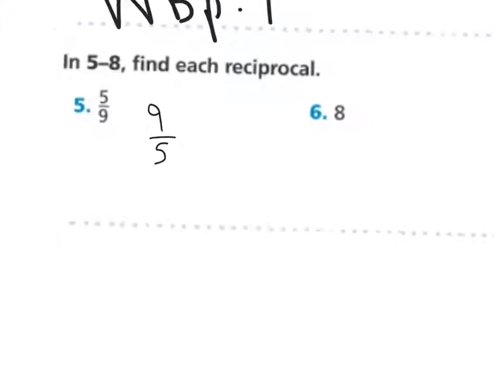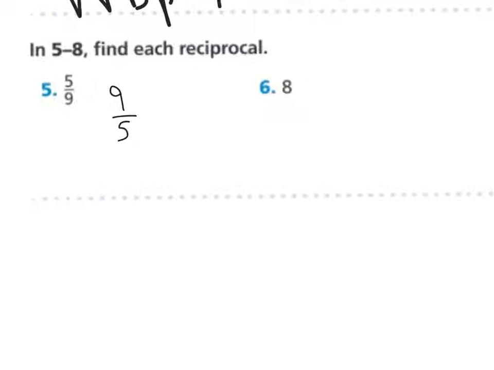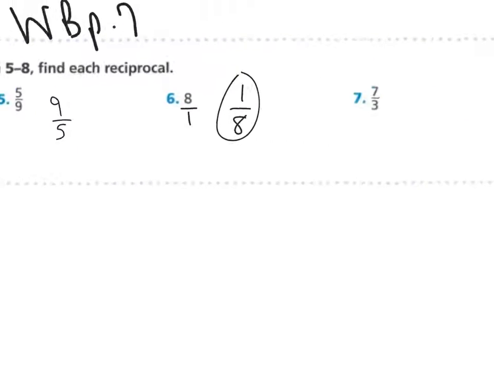For number 6, I don't see that as a fraction to start with. So to make that a fraction, we can put it as 8/1, and then the reciprocal would be 1/8. Just to understand, our answer is 1/8. These are not equal to each other. 8/1 is not equal to 1/8, but that would be the answer as far as a reciprocal for number 6.